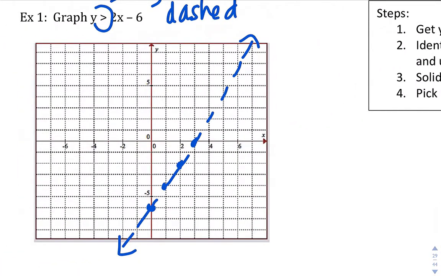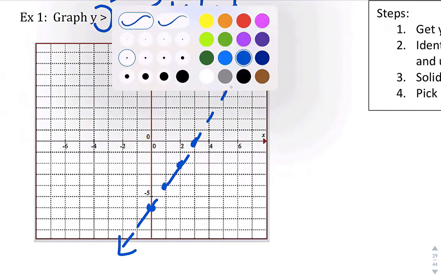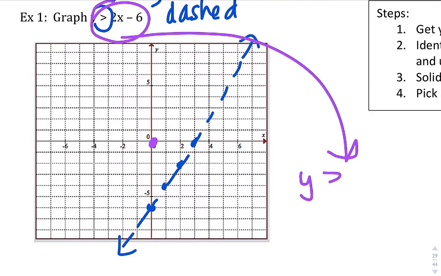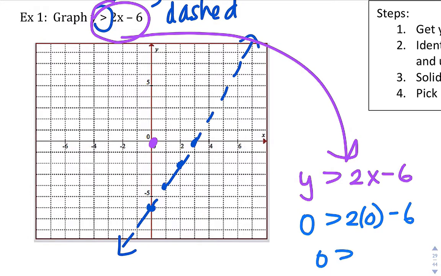The easiest point to pick, and it can't be a point on the line, is 0, 0 if it's not on the line. So here it's not on the line, we can pick it. And we're going to test it in this inequality. So remember we're testing y greater than 2x minus 6. We're going to plug in 0, 0. So is 0 greater than 2 times 0 minus 6? Is 0 bigger than -6? And that is true.